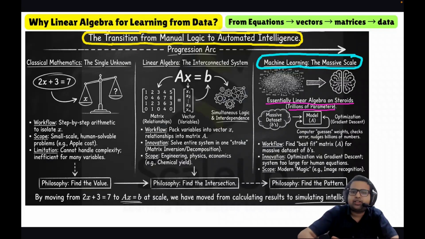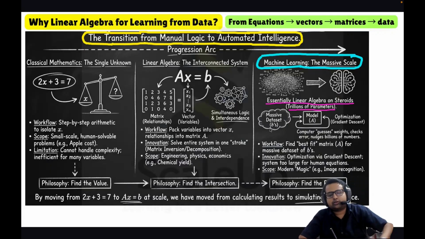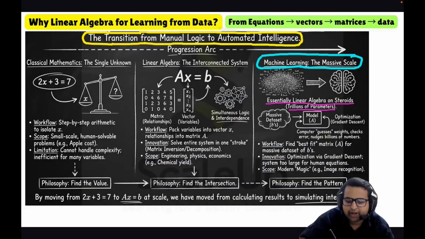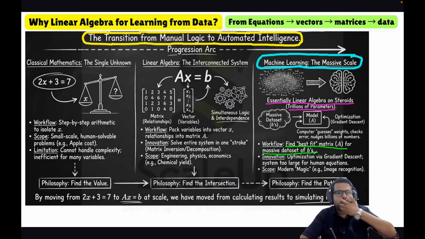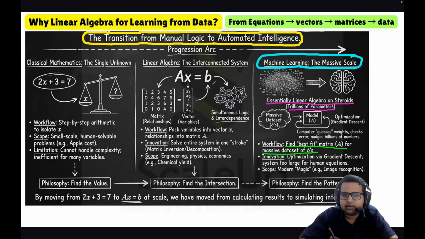So now let us try to understand the workflow of machine learning. Here you don't have a single result. Rather, you have a massive data set of b's. The goal is not just to solve the equation, but to find the best fit matrix A for the massive data set of b's. So once again, the idea is that we will consider this equation.